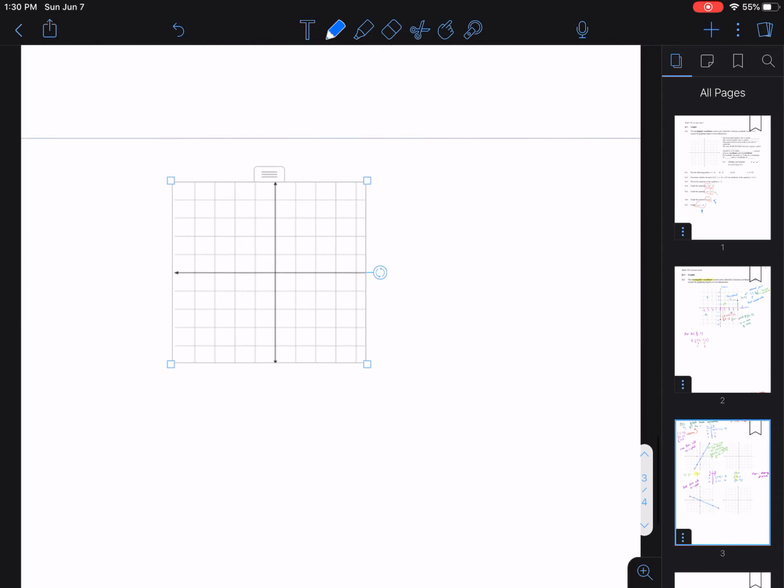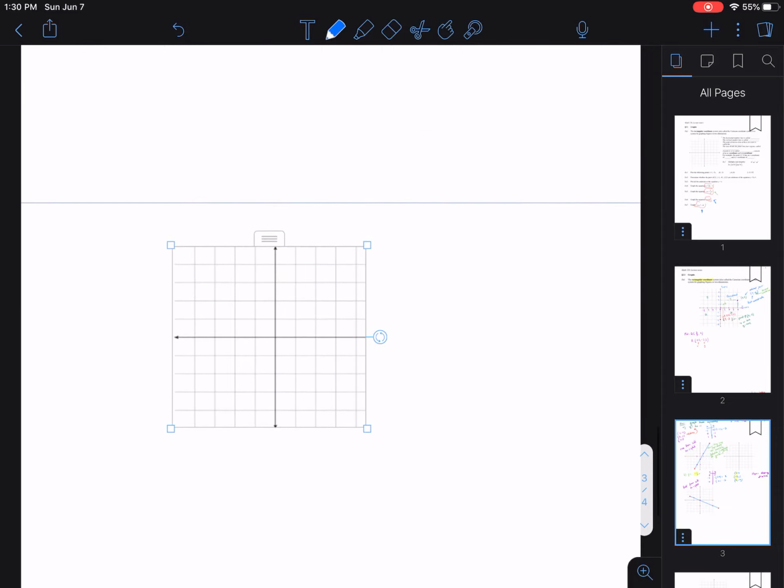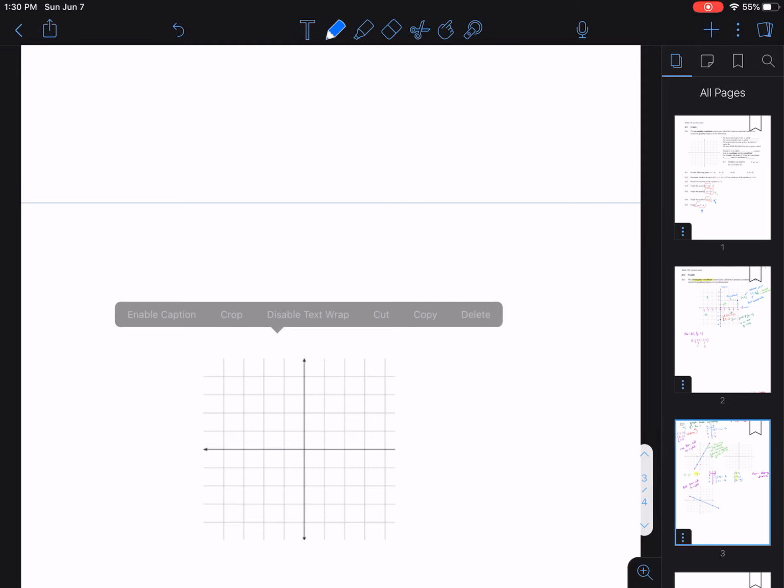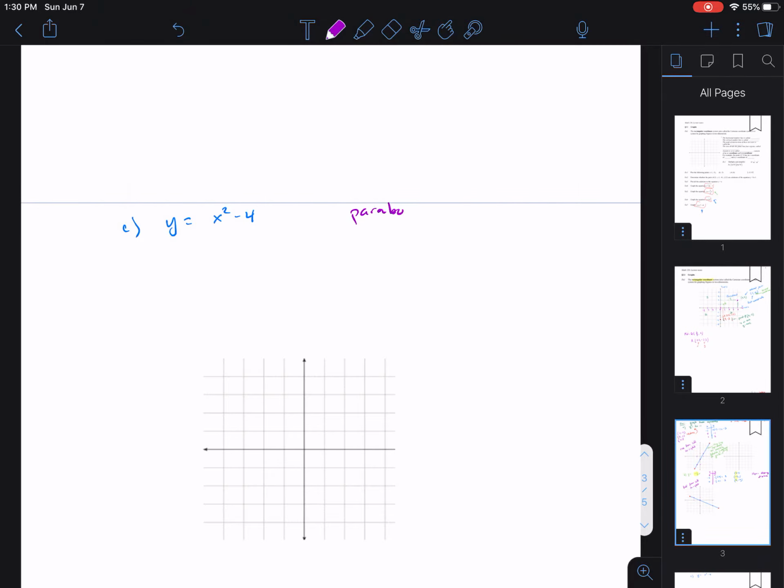All right, so for C, I want to graph y equals x squared minus 4. Another graph you may see in Math 100 or the class before this is a parabola. Later on we learn that these parabolas have a more formal name. We call these quadratics.